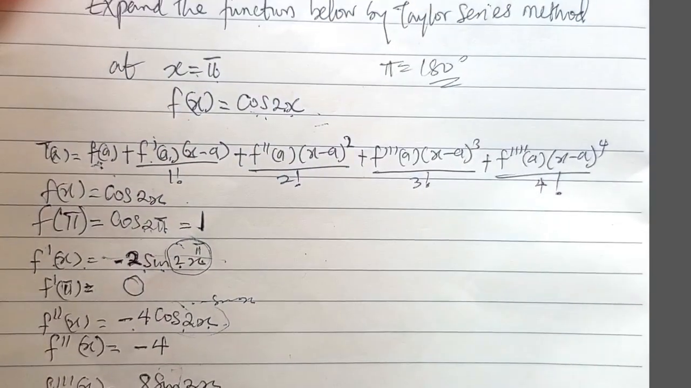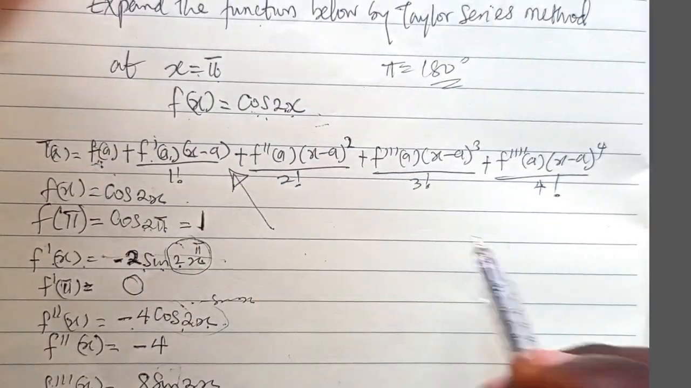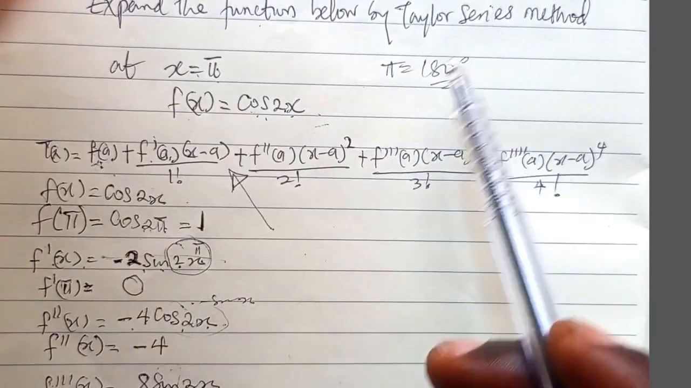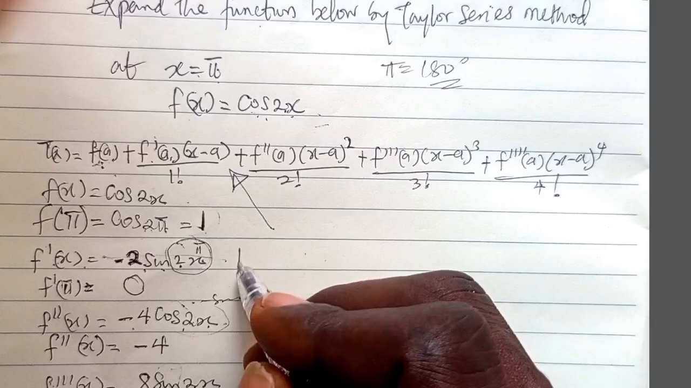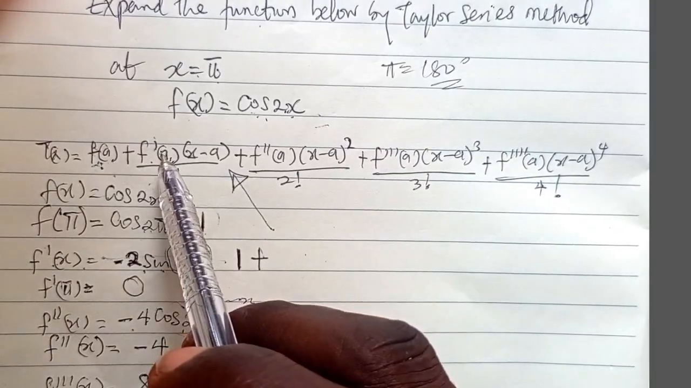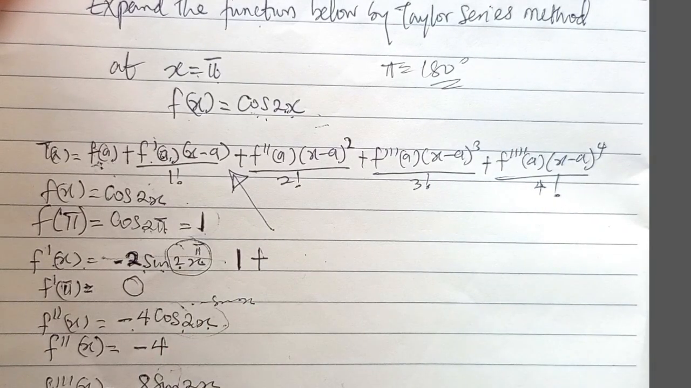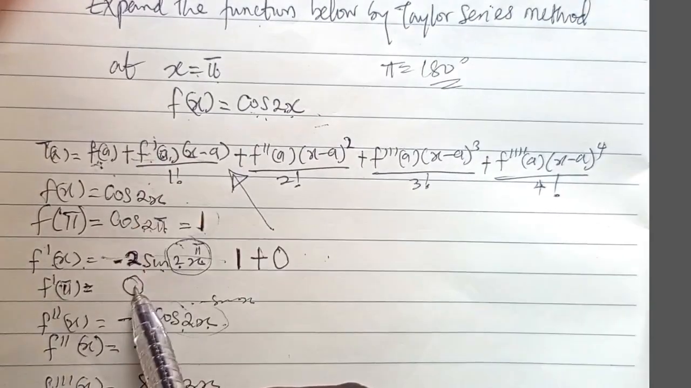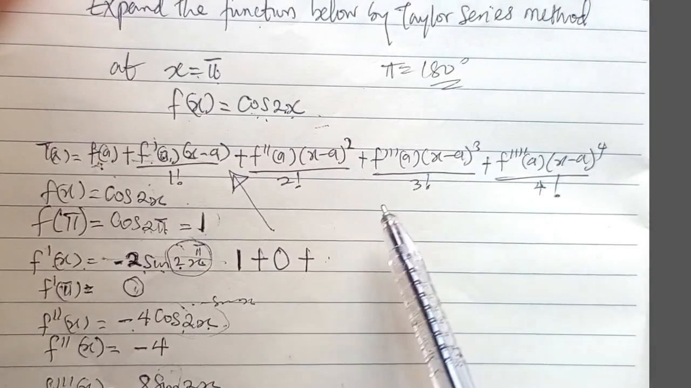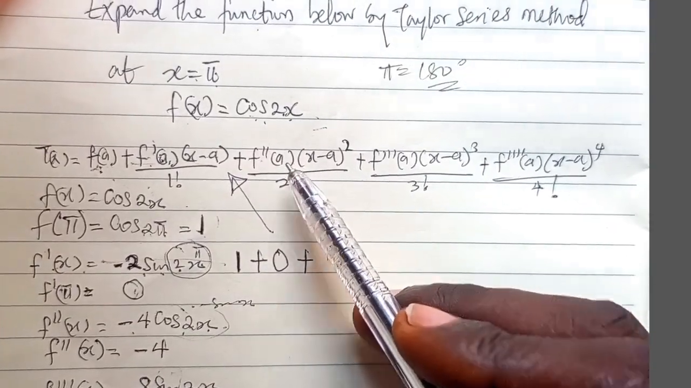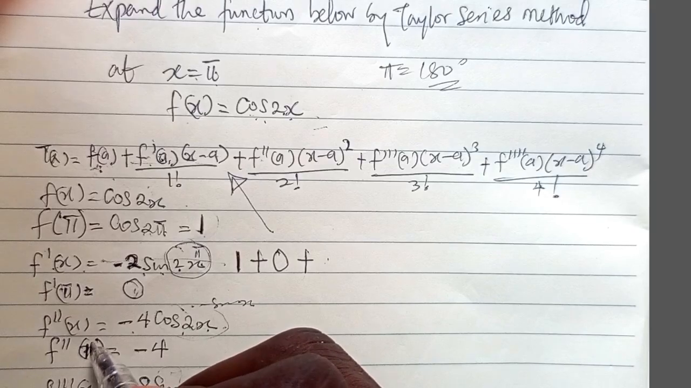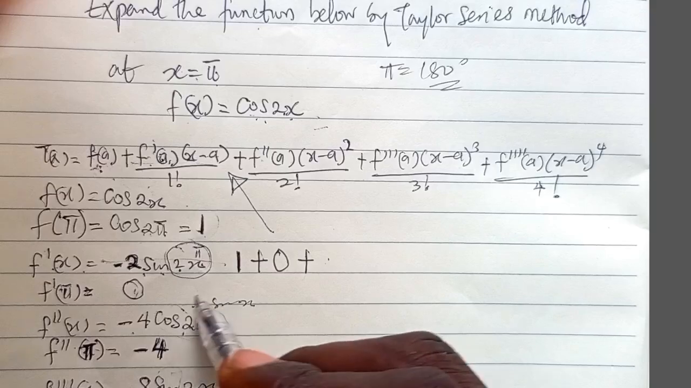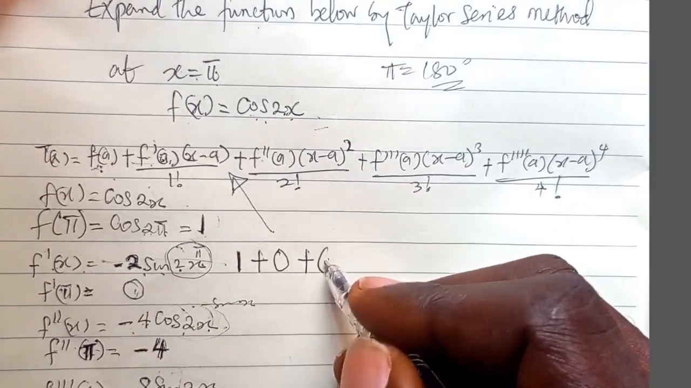So I have all my answers now. I'm just going to put them inside here. So the first one I'm starting with is f of a. Now what is f of a? F of a is f of pi. F of pi is the first one. That gave me 1 as the answer. That will be 1 plus. I'm at this point now. So I need f prime of a or f prime of pi. Look at it here, 0. 0 times anything is 0. So I'm going to skip that part. Plus. The next one is f prime prime of a. That's f prime prime of pi. Is here. So this one will give me minus 4. Because everything here will give me 1. 1 times minus 4. So minus 4.